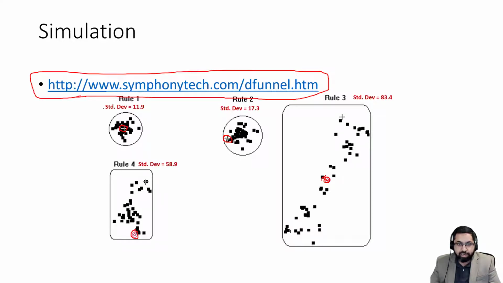You can see the standard deviation, which measures the dispersion around the target, is lowest for rule 1. Remember, rule 1 is lazy boy, do nothing. Okay, so that seems surprising. Why would do nothing be the best strategy?